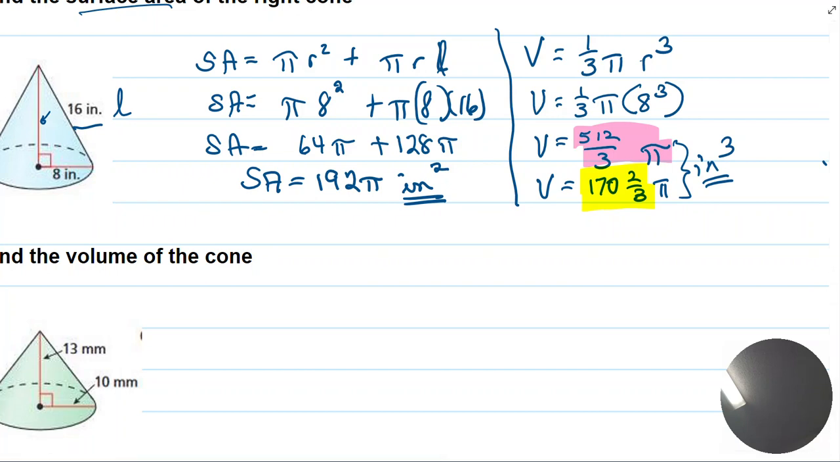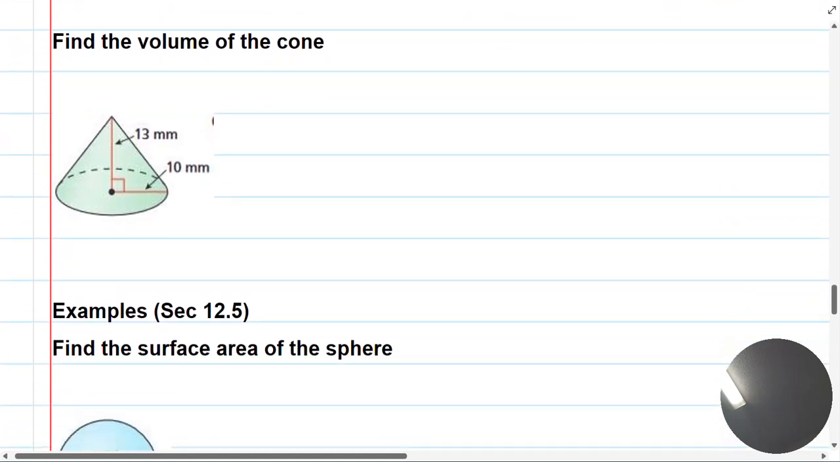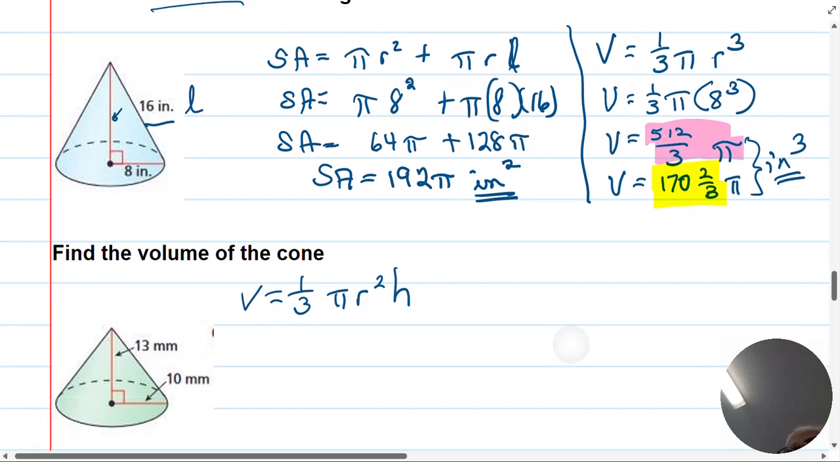Now we're going to find the volume of a cone. And the volume of a cone, as we've said earlier, is 1/3 pi radius squared times the height. Okay. Is everybody good? Did I finish that one? Yes, I did. Here we go. We've got everything we need.